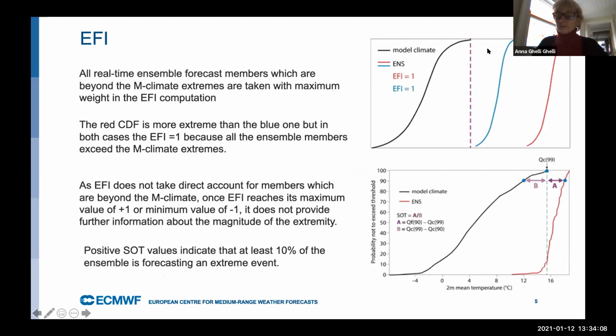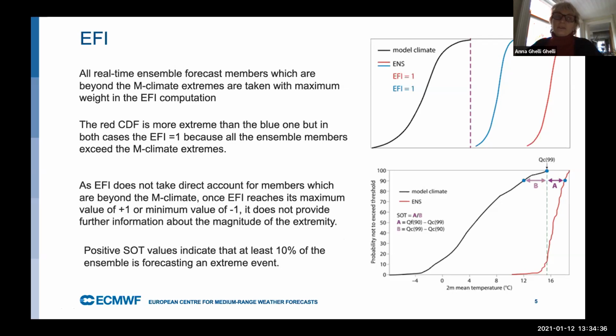I understand it's a little bit complicated, but it's really essential that this is understood, simply because you want to relate the EFI to some real values of parameters, which you can use in your forecasts.